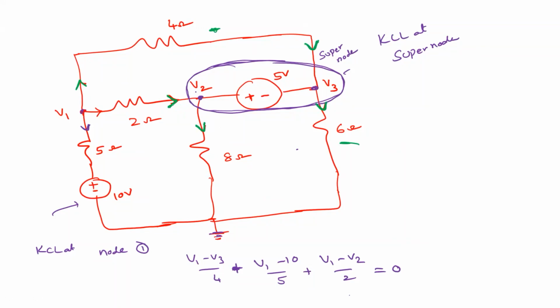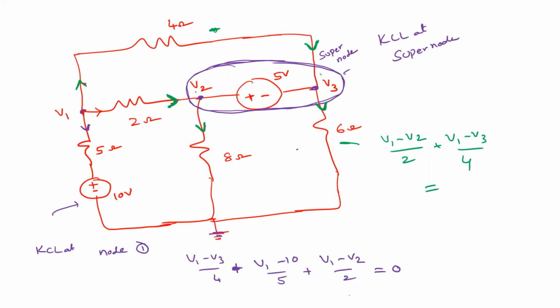What is the current through this one? V1 minus V2 upon 2, plus V1 minus V3 by 4. These are the incoming currents, right? So this one is over, right? Yes, sir.